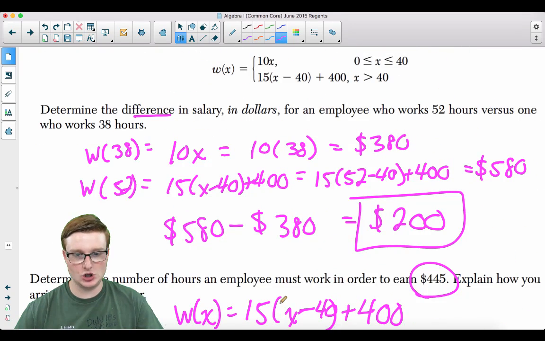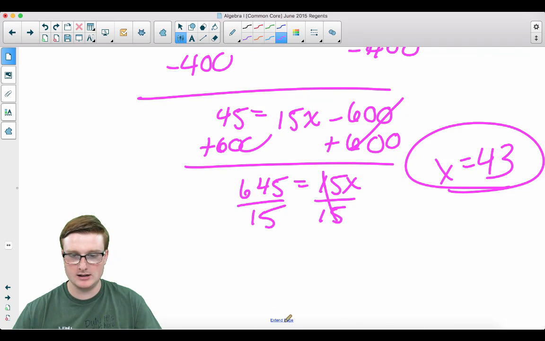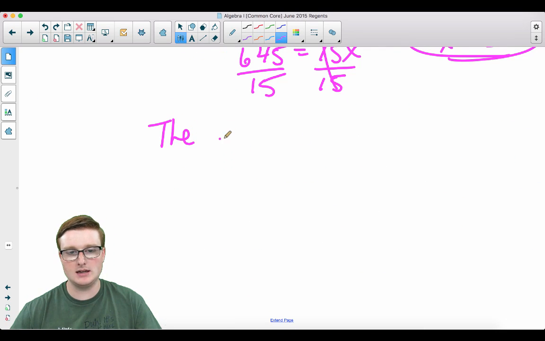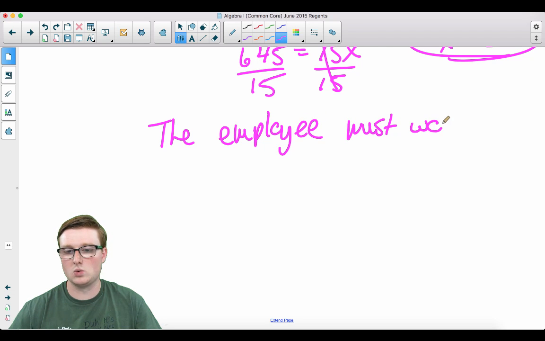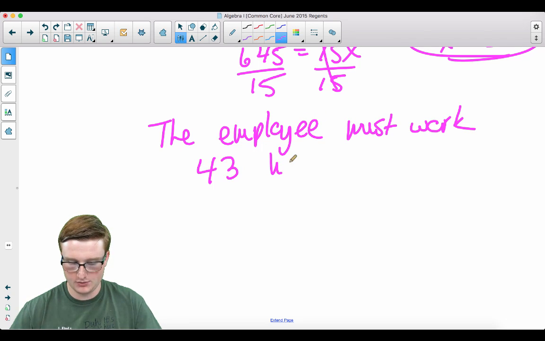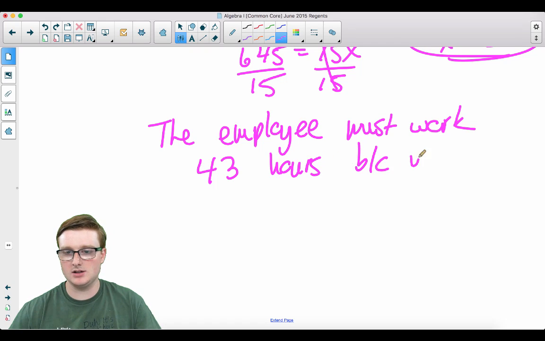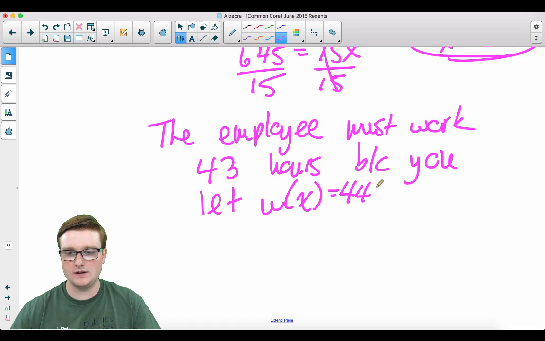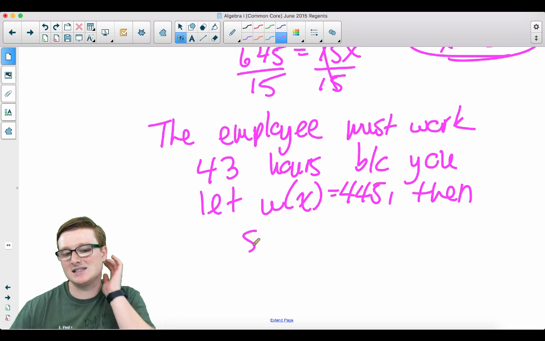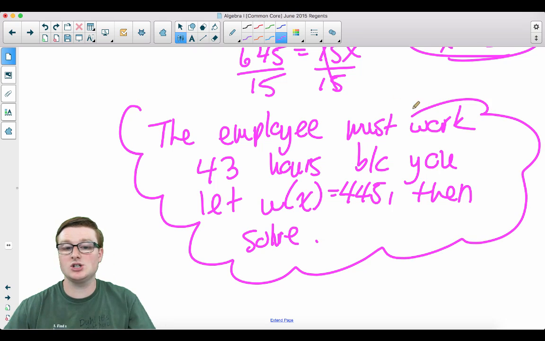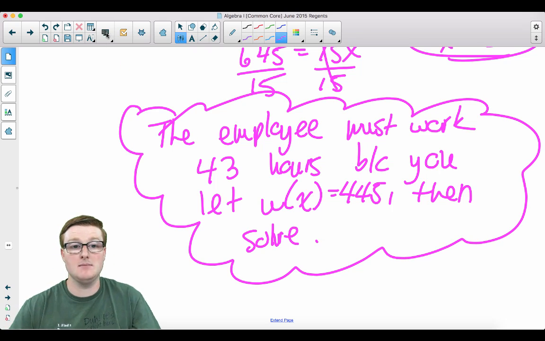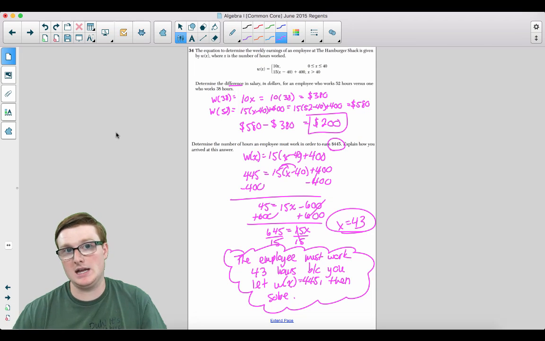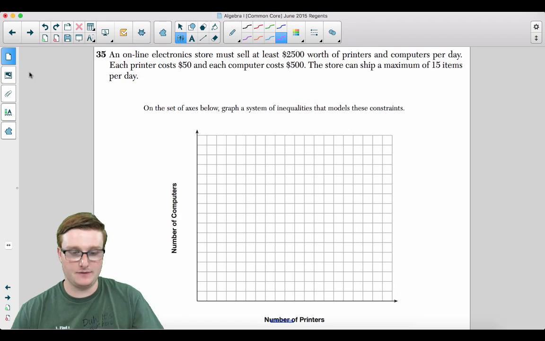So, it says determine the number of hours an employee must work. So, you're going to say the employee must work 43 hours because you let W of x equal 445, then solve. And that is how you explain your answer, and that's how many hours the employee must work in order to make that money. All right, 35.